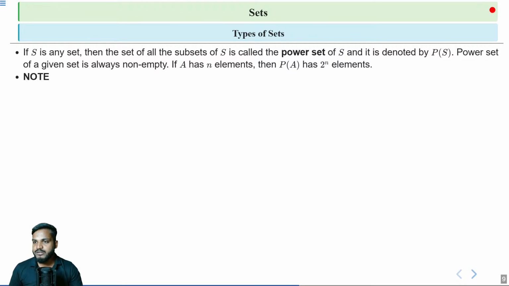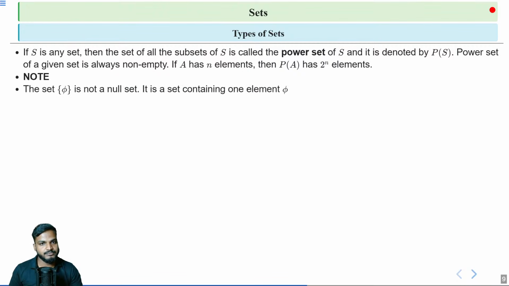So let's look at an important note. The set {phi}, with curly braces around phi, is not a null set. If you write phi, then phi denotes the null set. But if you write phi under the curly braces, then it is not a null set, but a set containing one element, phi. So it is a singleton set. Okay.